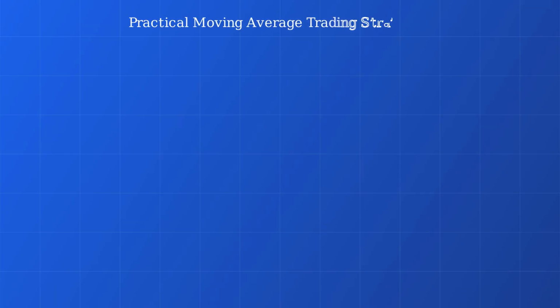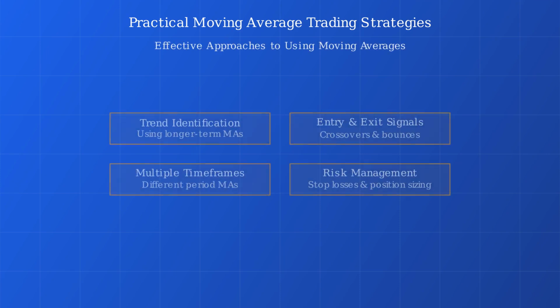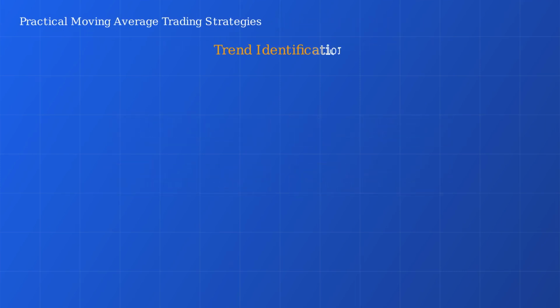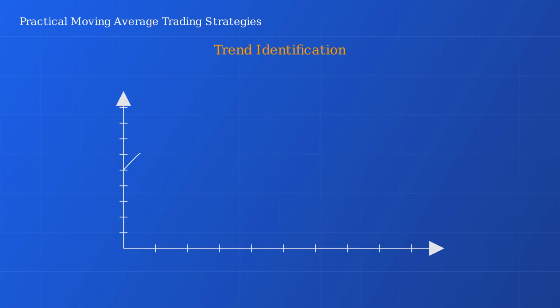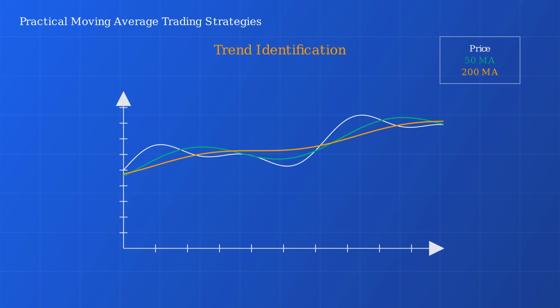Let's explore practical trading strategies using moving averages. Moving averages can be applied in several ways to create effective trading systems. Longer-term moving averages help identify the market's overall trend. A common approach is to use the 50-day and 200-day moving averages. When price is above both moving averages and they're sloping upward, this confirms an uptrend. These simple rules can help determine whether to look for buying or selling opportunities.